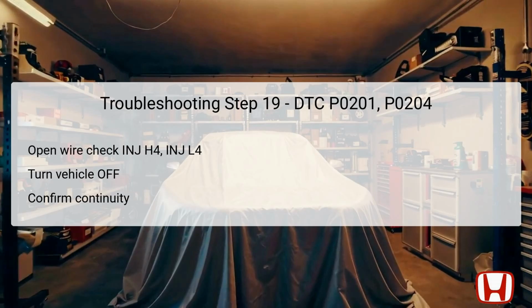Step 19 focuses on checking for any open circuits in both the INJH4 and INJL4 lines. Ensure the vehicle is in the off mode and that relevant connectors are disconnected. Measure continuity across the respective test points. If continuity is established, both wires are functioning correctly, allowing the necessary signals to reach the injectors. Should continuity be absent, it would indicate an open circuit, necessitating immediate attention to restore operational integrity. Understanding this step allows technicians to maintain the reliability of the injection system.